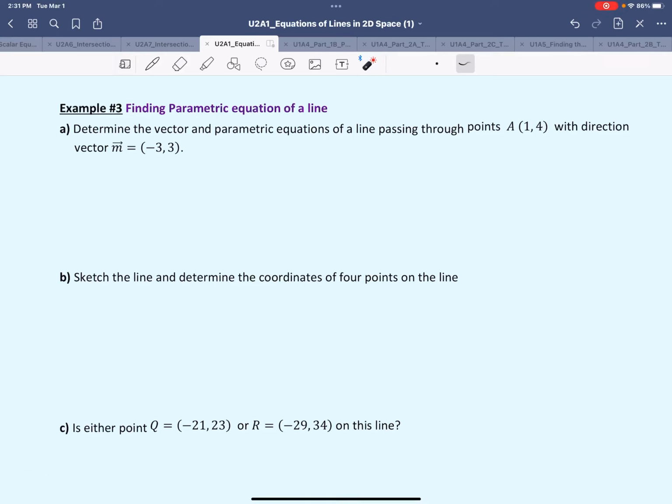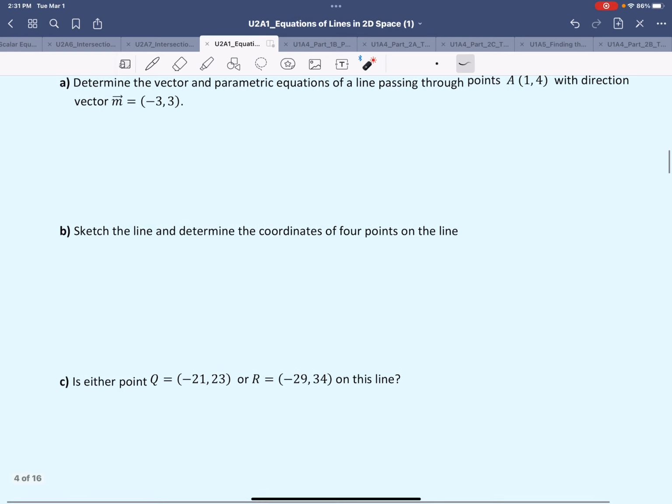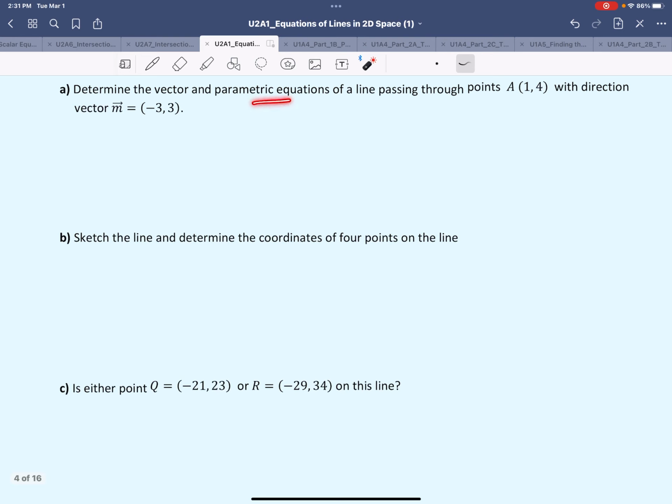We're going to take a look at a couple of examples where we have to find the vector equations of a line. So we're introduced to a couple of different situations here and we're going to discuss them together. Why not? So let's take a look at example 3. In example 3, we have to find the vector and parametric equation of a line that passes through this point, A(1, 4), and it has a direction vector m with coordinates -3 and 3.